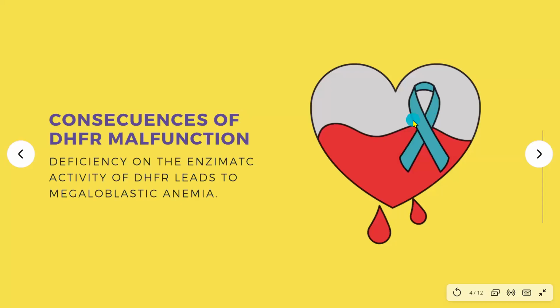Because the malfunction of DHFR causes a lack of folate, this affects the generation and growth of cells such as erythrocytes, resulting in the development of abnormalities. These abnormalities make these cells incapable of transporting oxygen and nutrients, resulting in the development of megaloblastic anemia.